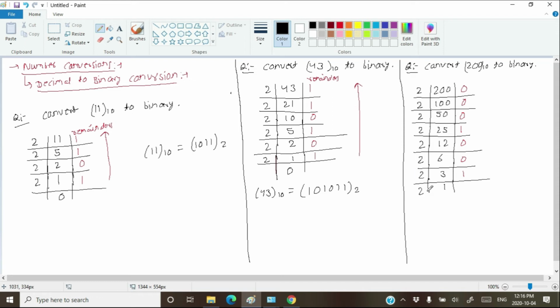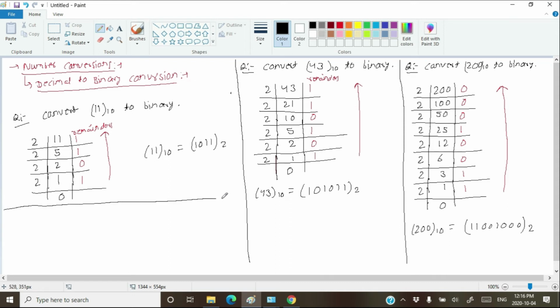Then when you divide 2 by 1, you will get 0 as the quotient and 1 as the remainder. Okay. Now take all these remainders from top to bottom and those will be the binary of 200. So 200 in decimal is equal to 11001000 in binary. Now let's take another question.